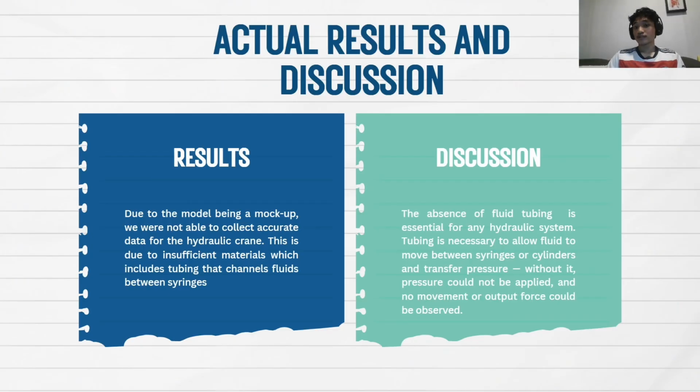Moving on to the actual results and discussion. Unfortunately, due to the model being a mock-up, we were not able to collect accurate data for the hydraulic crane. This is due to insufficient materials, which includes tubing that channels fluids between syringes. The absence of fluid tubing is essential for any hydraulic system. Tubing is necessary to allow fluid to move between syringes or cylinders and transfer pressure across them. Without it, pressure could not be applied and no movement or output force could be observed.